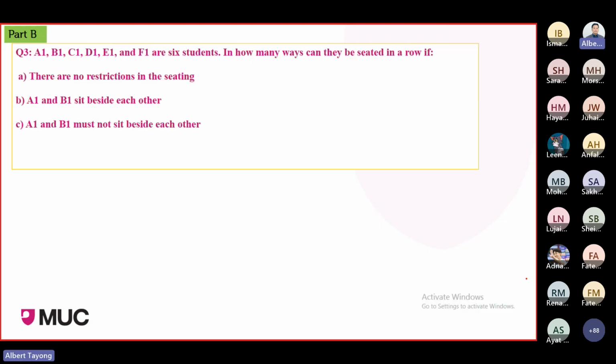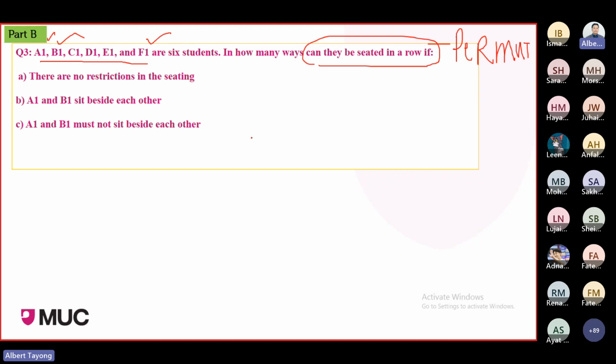Okay, so let me proceed now to this particular question. We have A1, B1, C1, D1, E1, and F1, 6 students. In how many ways can they be seated in a row? So seated in a row is permutation, because we are rearranging people. And we don't have any duplicates because everyone is unique. A1 is different, B1 is different until F1.